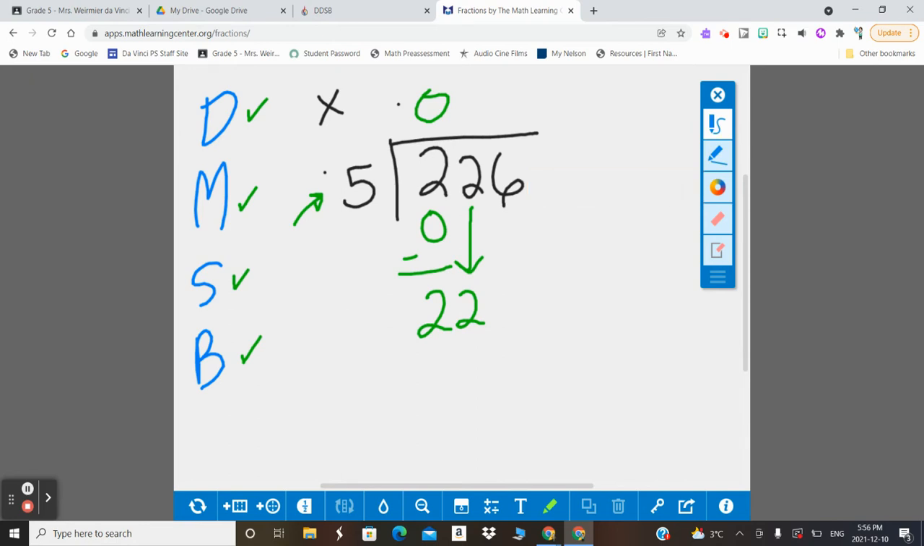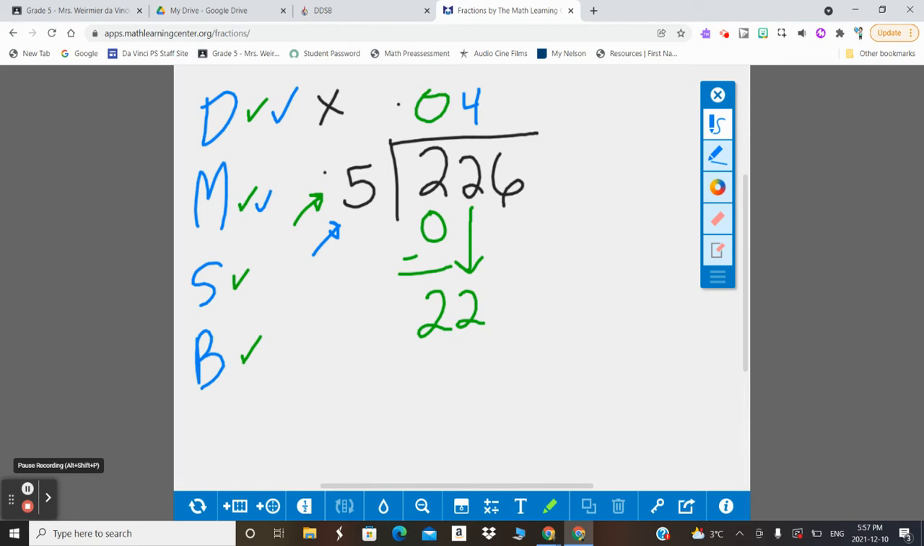And now my question is, how many times does 5 go into 22? So I have to think about my multiplication facts. So 5 times 1 is 5. 5 times 2 is 10. 5 times 3 is 15. 5 times 4 is 20. 5 times 5 is 25. Remember, it can't go over. It has to be as close as possible. So my solution here would be that it's 4, because that gets me as close to 22 as possible without going over. So I've divided.